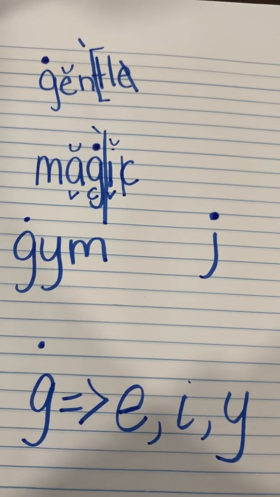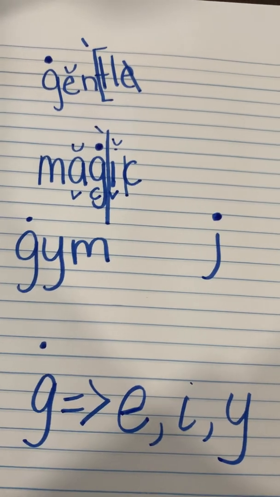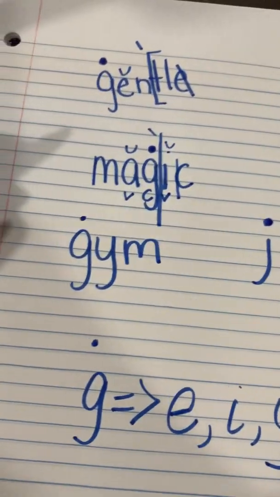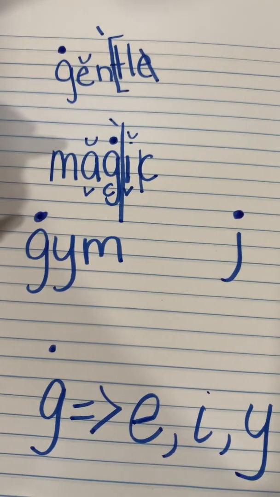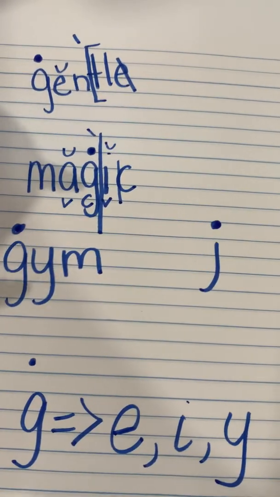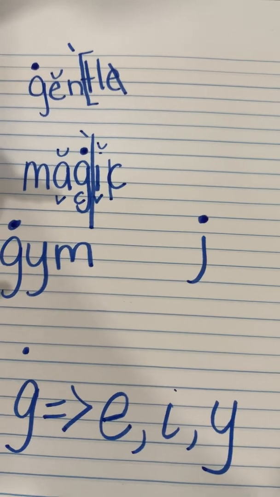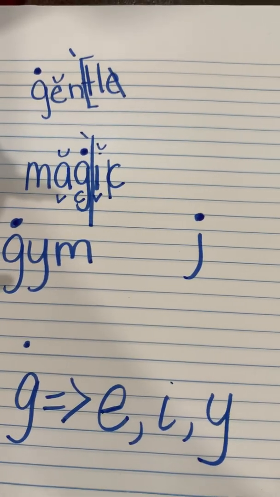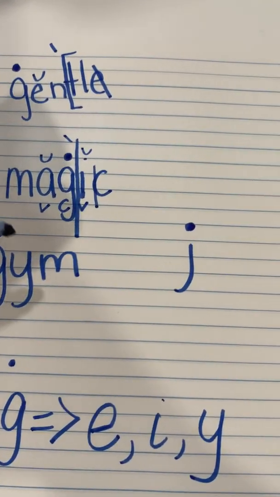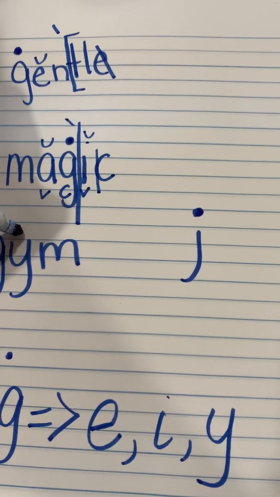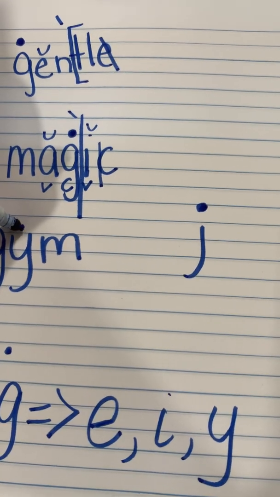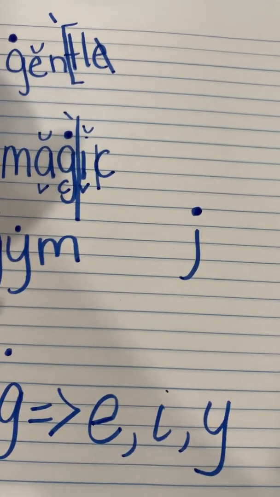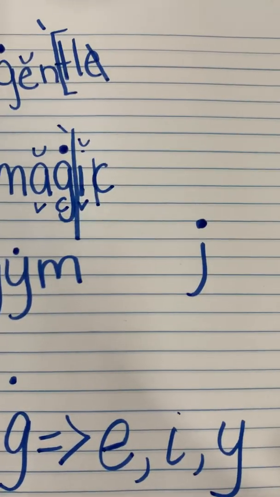Look at the word gym. Of course, we put a dot over our G. Then what do we say? J, gym. How do we code it? Put a dot. Just a dot.